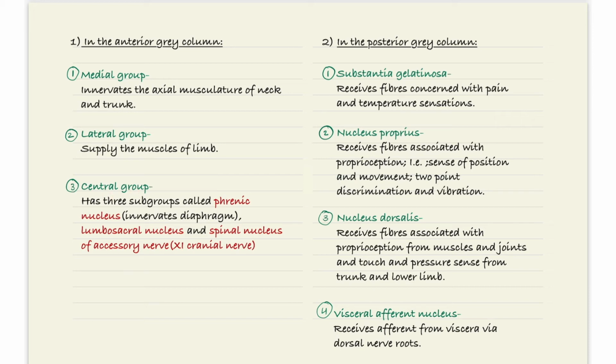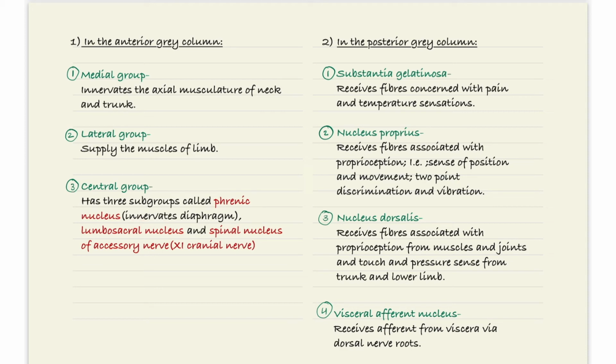Then the central group. It has three subgroups known as the phrenic nucleus, the lumbosacral nucleus and the spinal nucleus of accessory nerve, which is part of 11th cranial nerve, right? The phrenic nucleus, it innervates the diaphragm.